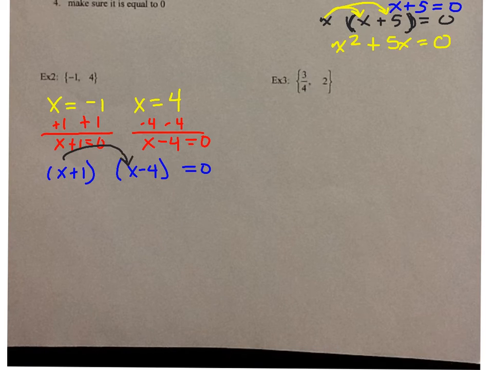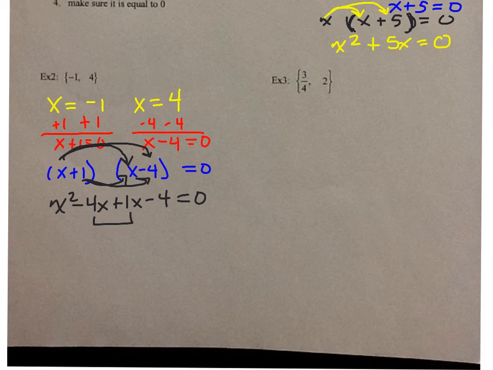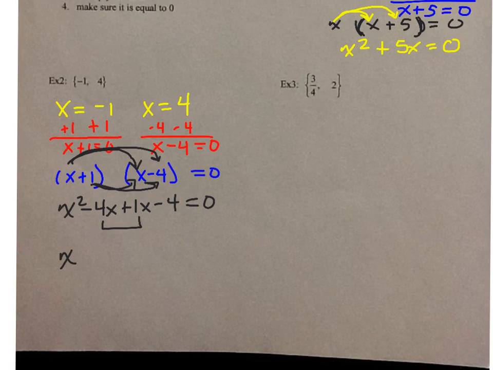X times x is x squared. X times negative 4 is negative 4x. 1 times x is 1x, and 1 times negative 4 is negative 4. Make sure it still equals 0. All right, and then you're going to clean it up. The middles here can combine. They're like terms, so we have x squared, negative 4x plus 1x is negative 3x, minus 4 equals 0. That's my final answer.